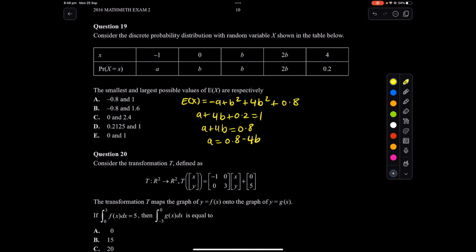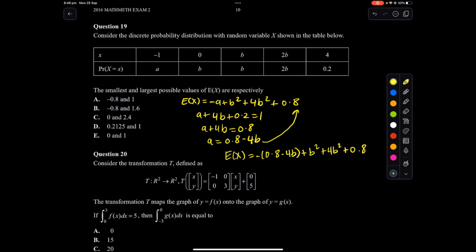So what am I supposed to do here? If I sub this into this, I should get an equation. So expected value is negative 0.8 minus 4b plus b squared plus 4b squared plus 0.8. So yeah, let's write this in our calculator.